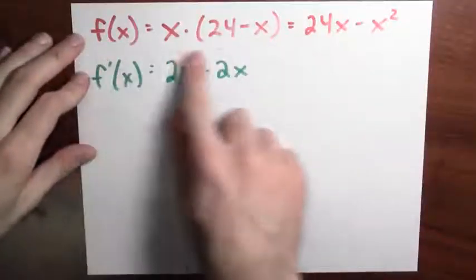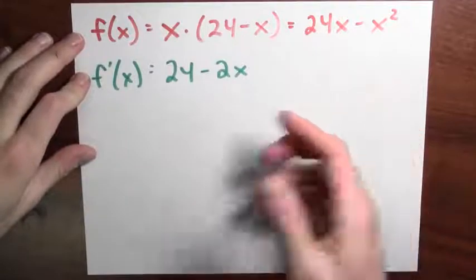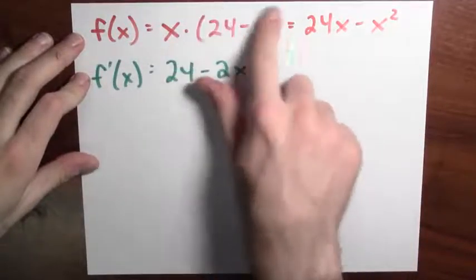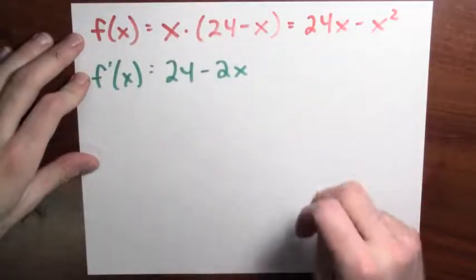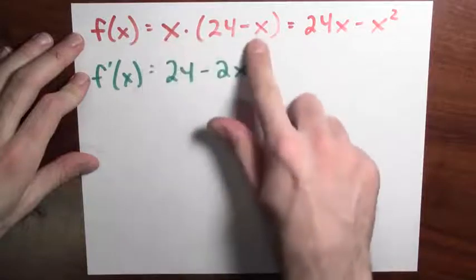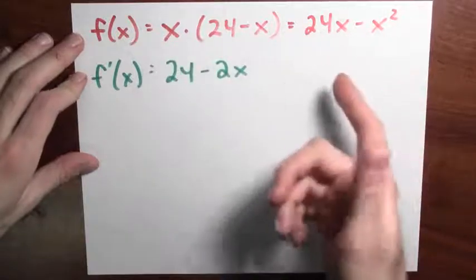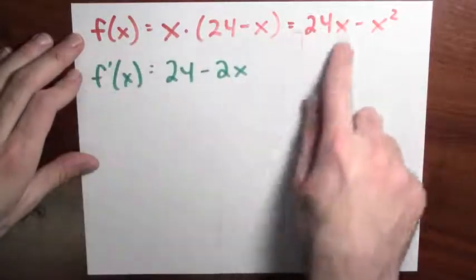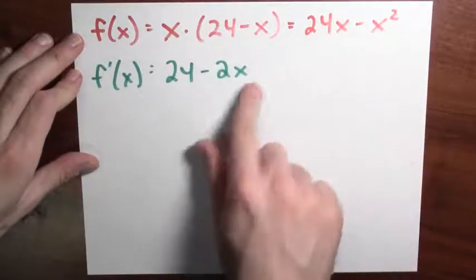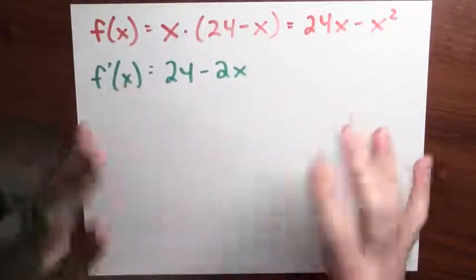So here's this function of a single variable that I'm trying to maximize. My function is x times 24 minus x. That's really x times y, the thing I'm trying to maximize. But if I expand this out, I get 24x minus x squared. And then I can easily differentiate this. The derivative of this function is, what's the derivative of 24x? Just 24. What's the derivative of minus x squared? It's minus 2x.